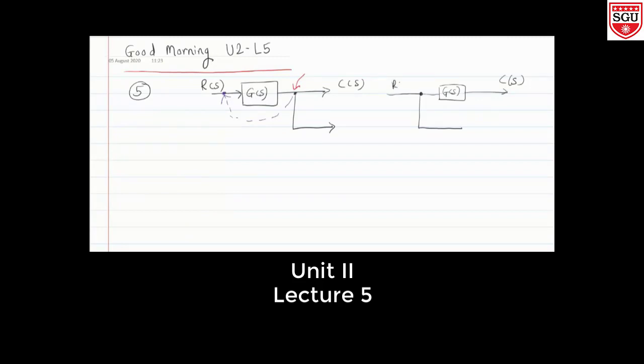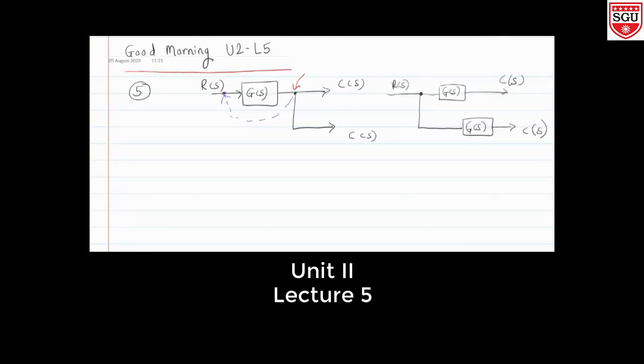Add G of S to the new takeoff point. You have to add G of S here, so that you will get the same value, that is C of S, whatever signal is the output, that you will get from the takeoff point. We have added this new point.